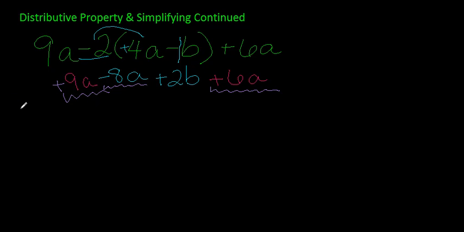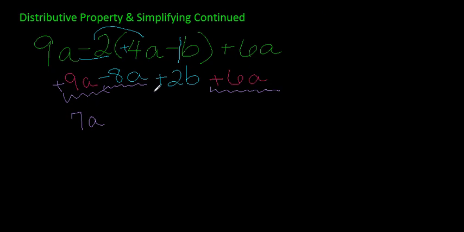So we can combine all three of those terms, positive 9a minus 8a. Think of it as you have 9 apples, and you're going to take away 8 apples. From these two, you have 1 apple. But then when I add on this 6 apples, I have 7 apples altogether. 9 minus 8 is 1, plus 6 is 7.